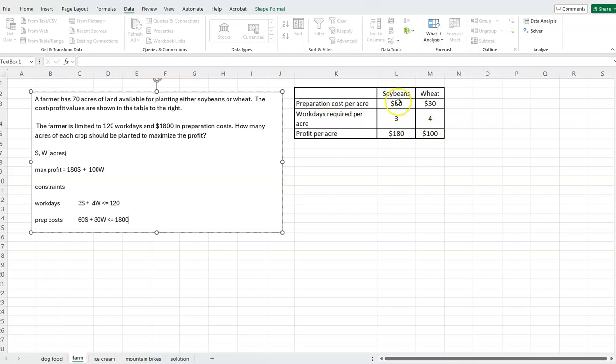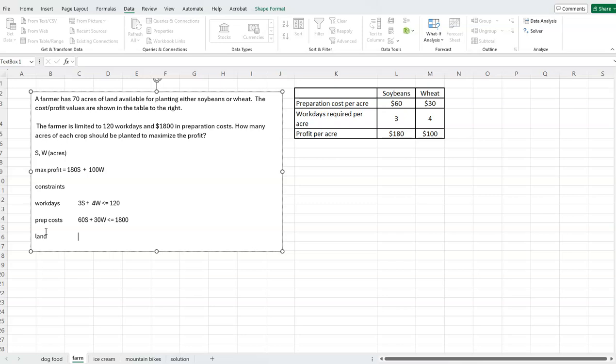We've used all of these numbers. It might appear that we've used everything. Now, as beginners, I recommend always look back and see if there's anything you may have overlooked. And look at that very first sentence. A farmer has 70 acres of land available. So that's a limitation also, isn't it? We are limited in terms of our land. So let's see if we can come up with a constraint for land.